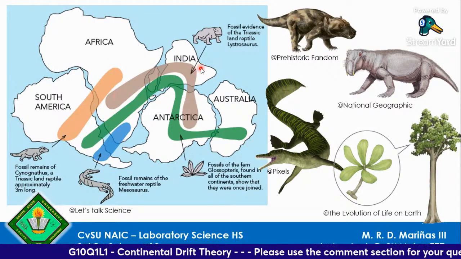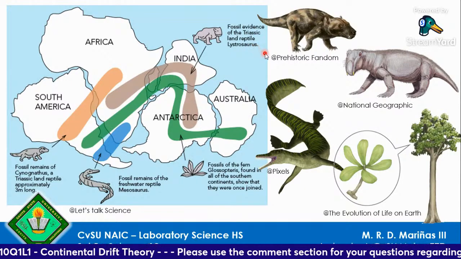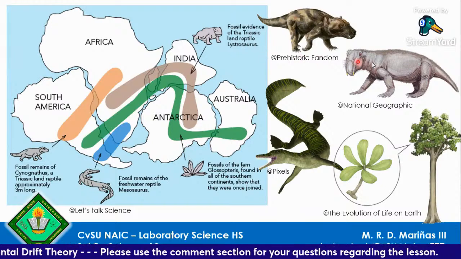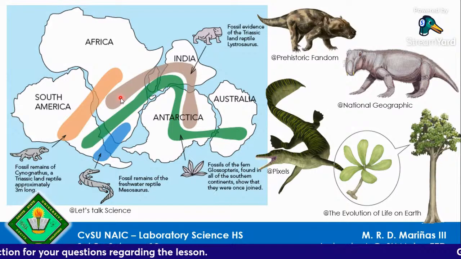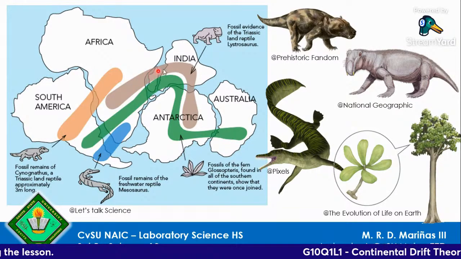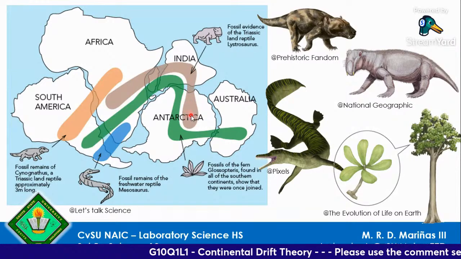This brown one is another land reptile called Lystrosaurus. Ito po yung itsurang Lystrosaurus natin. And there are some fossils found in Africa, central part, northern part ng Madagascar, ayan po yung pinopoint out natin, middle part ng India, and even in Antarctica.